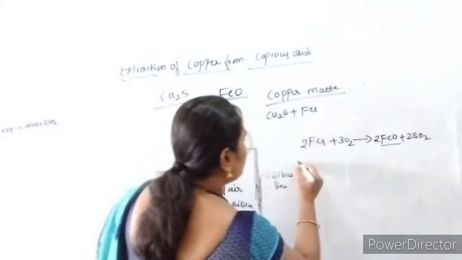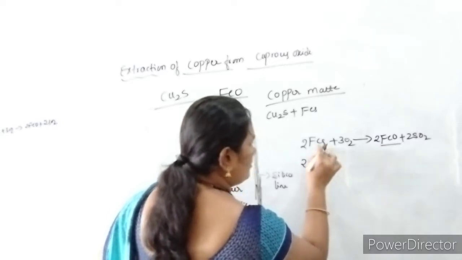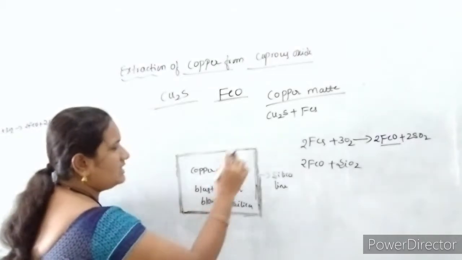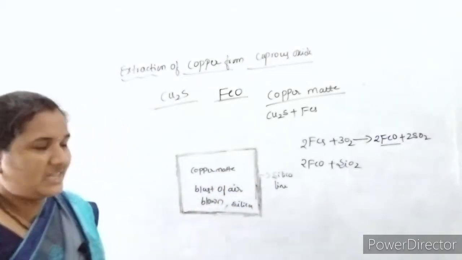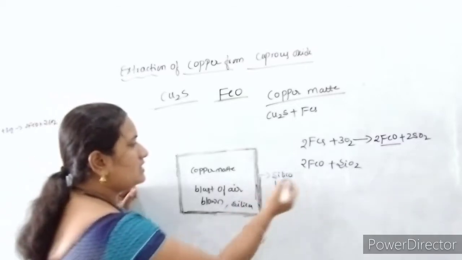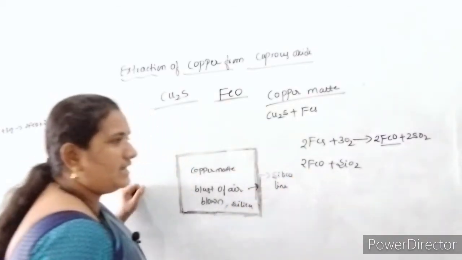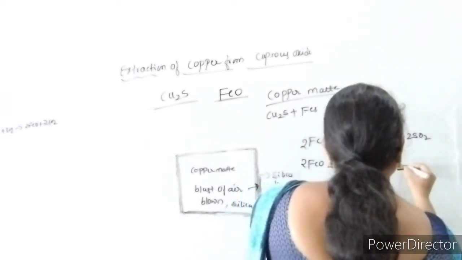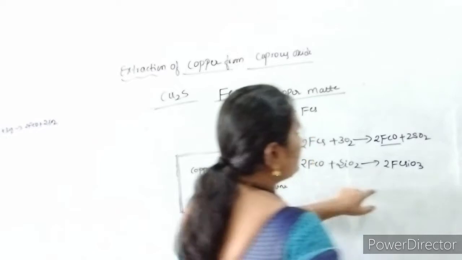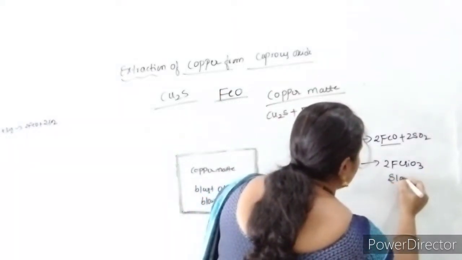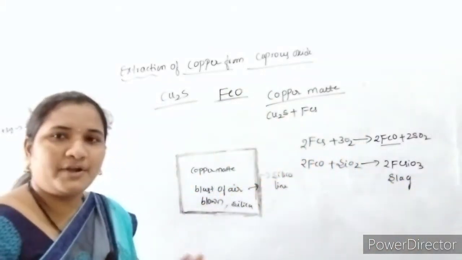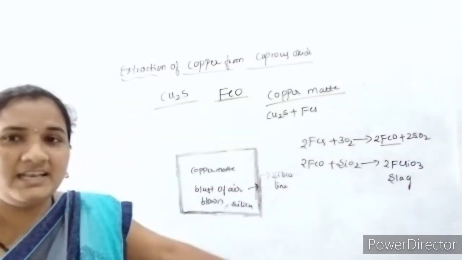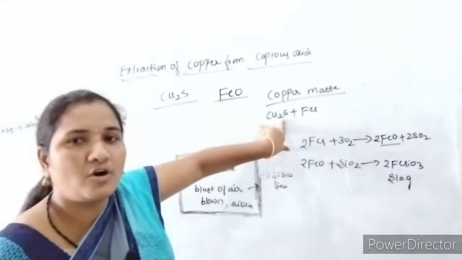So further, this 2FeO which is produced in the first reaction should react with the silica which is present in the converter, and the lining is also made with silica. So this oxide reacts with the silica lining, and then ferrous silicate is formed. This silicate will be removed as slag. In this way we are removing all the impurities present in the ore, but still the copper is present in the form of copper sulfide.